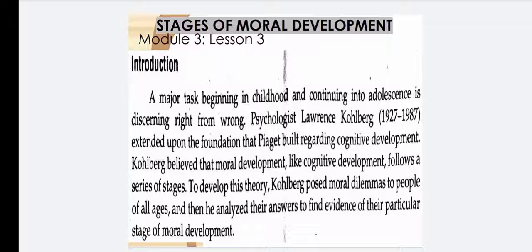Psychologist Lawrence Kohlberg believed that moral development, like cognitive development, follows a series of stages. He posed moral dilemmas to people of all ages and analyzed their answers to find evidence of their particular stage of moral development.